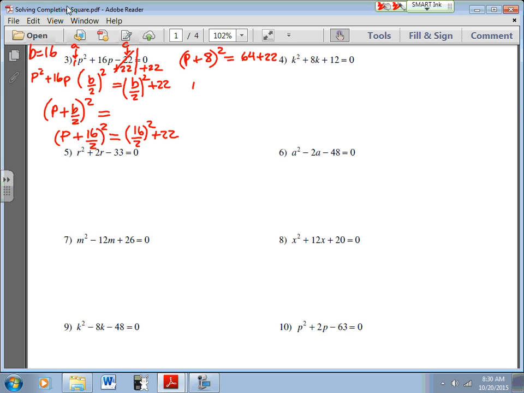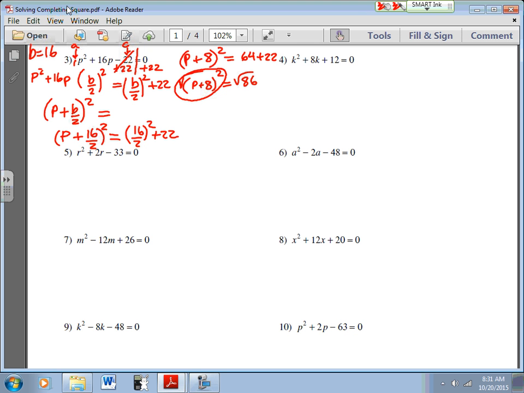And then that'll give us p plus 8 squared is equal to 86. What we were trying to do is get the factored form of this. You notice that if I were to solve this equation for the letter p, I'd have to do the square root of both sides to get p plus 8 by itself. We're not going to do that. I'm just going to show you that what we just did didn't change the problem, okay?